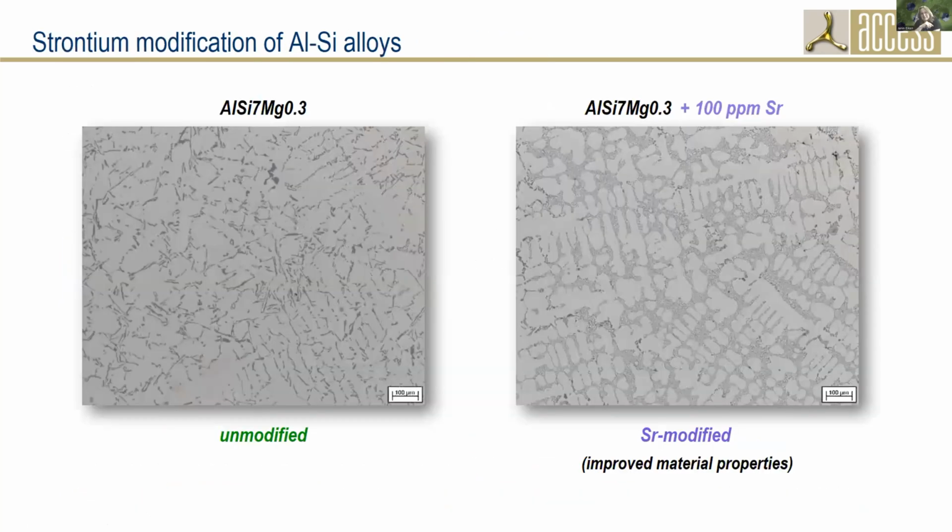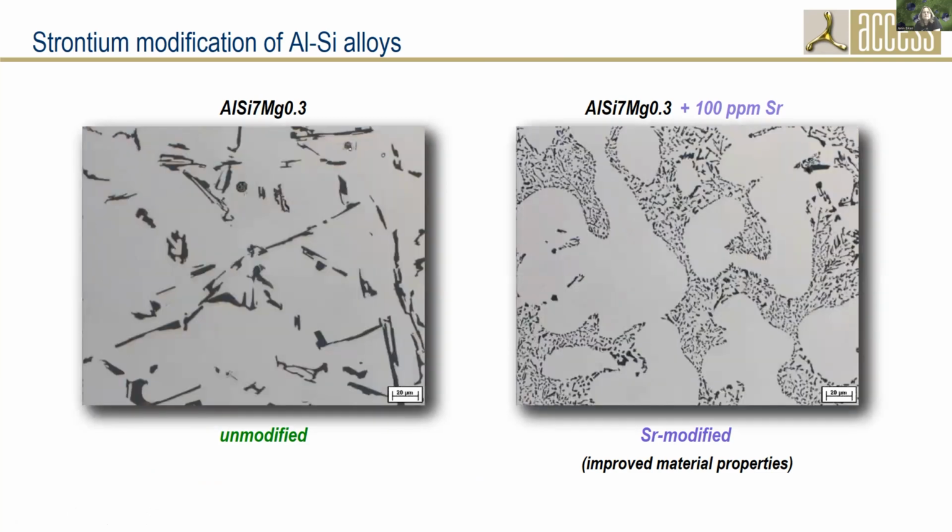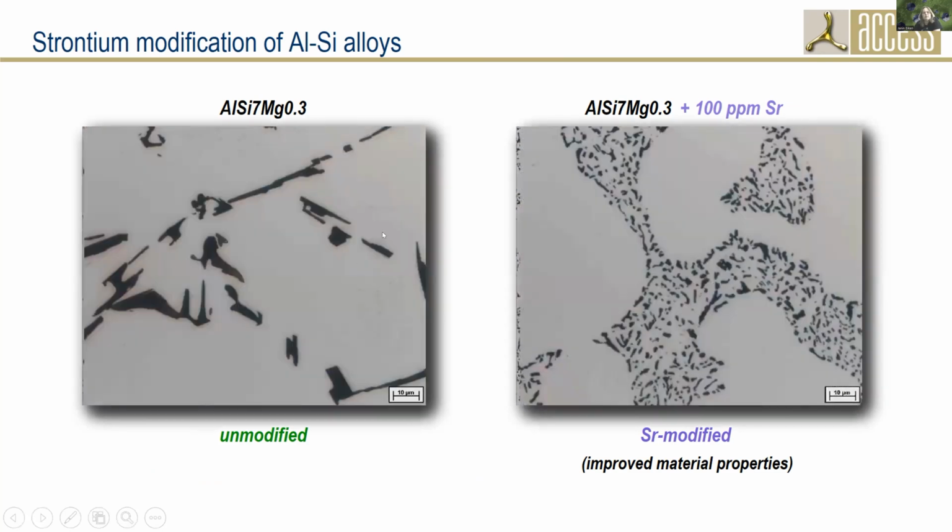Now, this is about a project which I had on the strontium modification of aluminum silicon alloys. It is well known that if one adds just a small amount of strontium to this alloy, then the microstructure can significantly change and the material properties are significantly improved. And if we look further, what differs is the eutectic structure in between. It's not only finer, but it's also showing a different morphology.